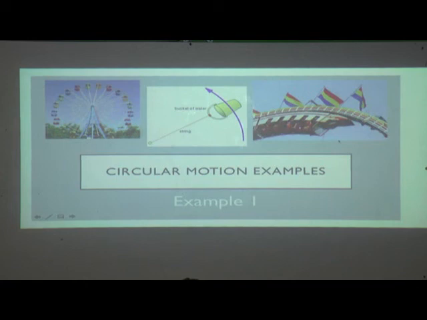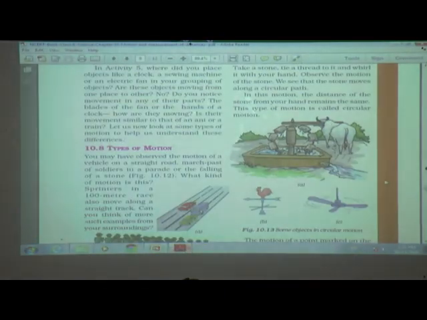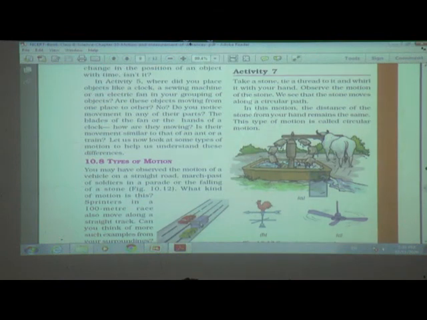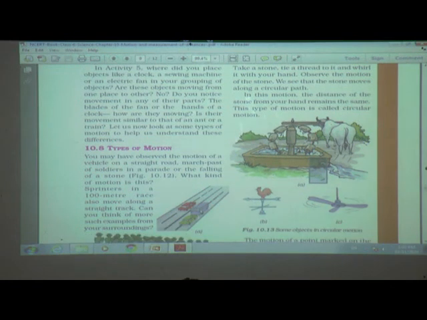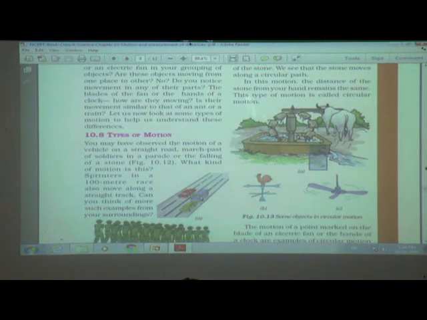See students, here are the examples of circular motion. In the textbook you can see here: take a stone, tie a thread to it and whirl it with your hand. Observe the motion of the stone. We see that the stone moves along a circular path. In this motion, the distance of the stone from your hand remains the same. This type of motion is called circular motion.